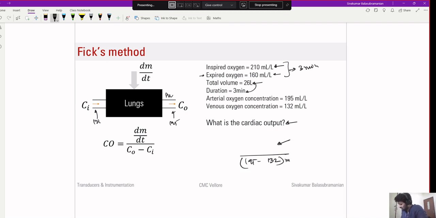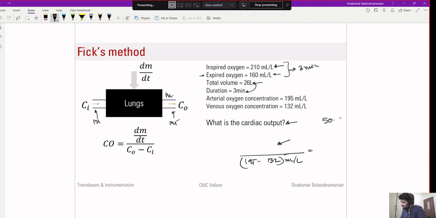This is ml per liter. What about the numerator? How will you compute the numerator? Is it 6.87? I don't know the number, but what is the numerator? So 50 into 26 divided by 3.